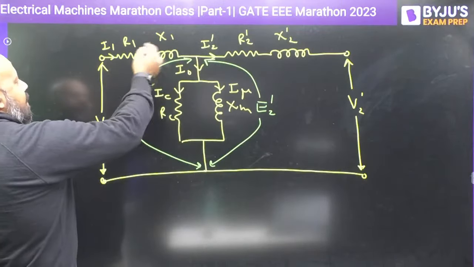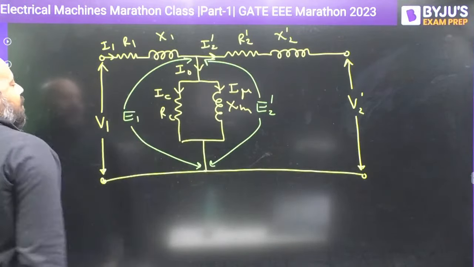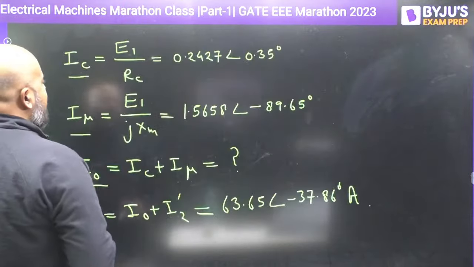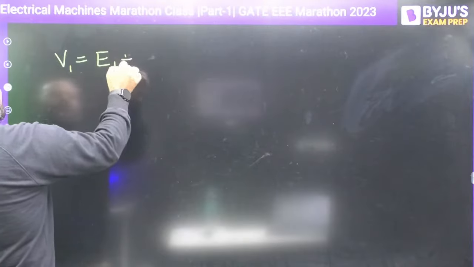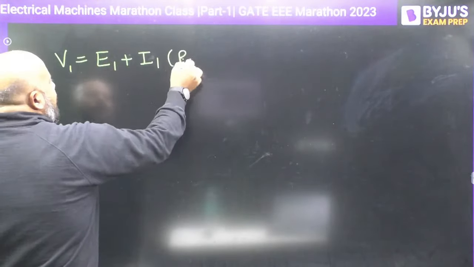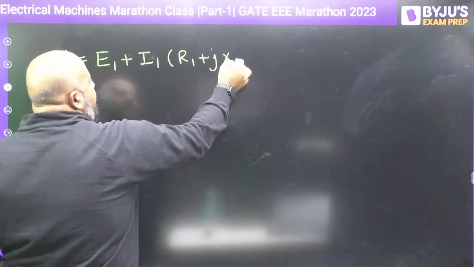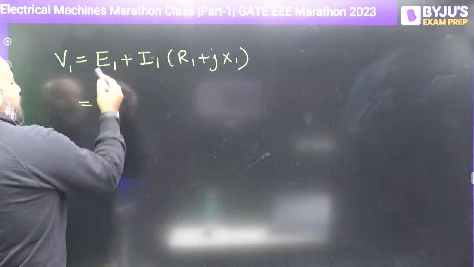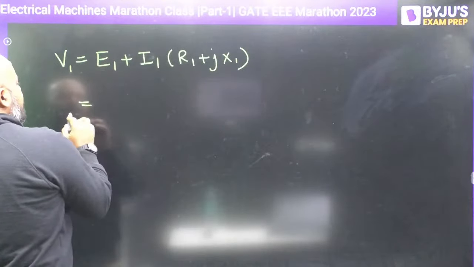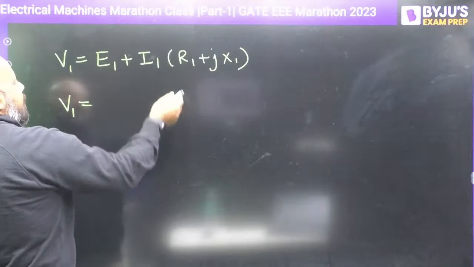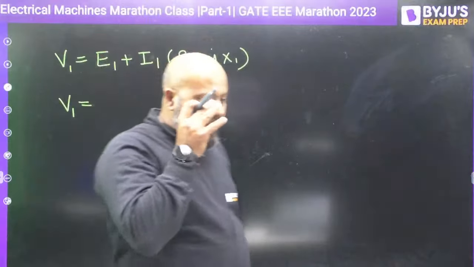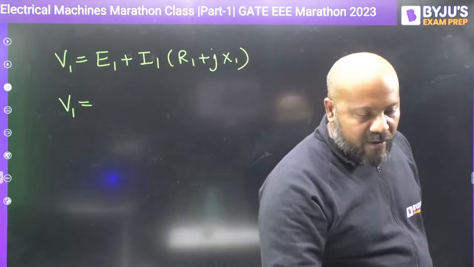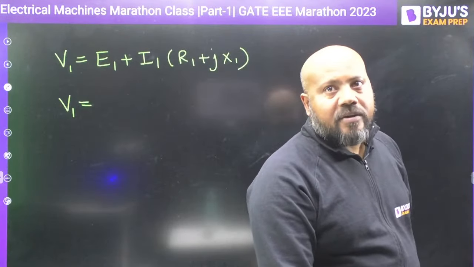The moment you get I1, now everything is clear. Just by applying the KVL in the primary circuit, you can write what is V1. So what is going to be V1 now? V1 is going to be E1 plus I1 times R1 plus jX1. E1 is nothing but E2 dash. You know what is the value. I1 you have just calculated. R1 and X1 are given in the problem. So you can calculate this also. I'm just giving you the reference. You can cross check it later on. I hope you understood the process.